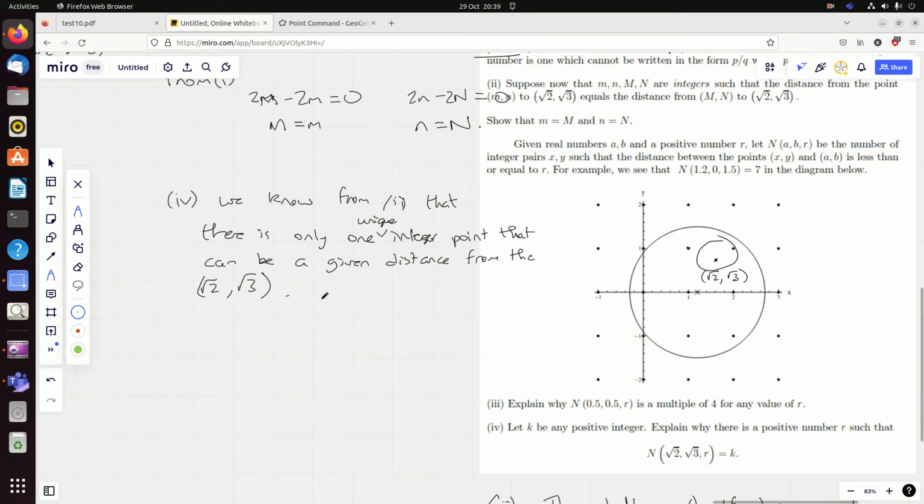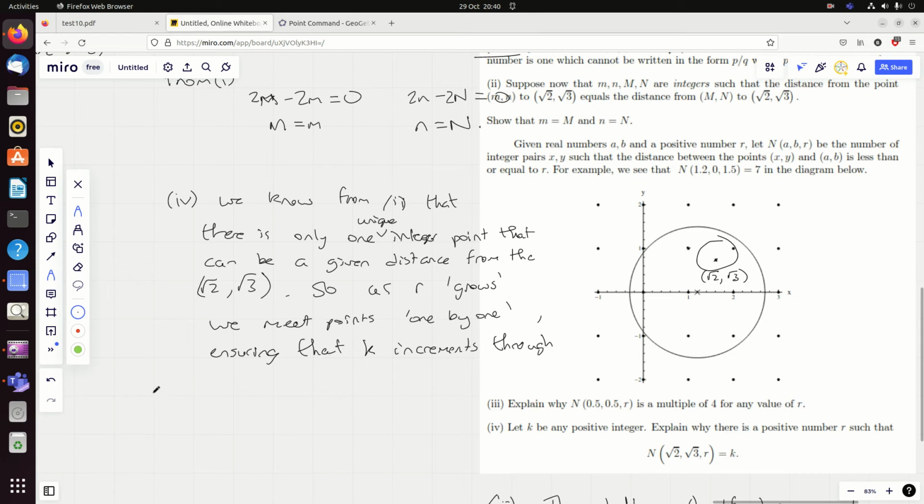Which is interesting. So as R grows, and more points fall inside the circle, we increment k by 1 essentially. It's like an inductive proof, really. Maybe I should say as R grows, we meet points one by one, ensuring that k increments through the natural numbers, if you like. Don't skip any numbers or meet two at once.